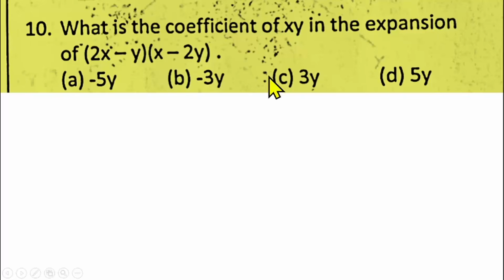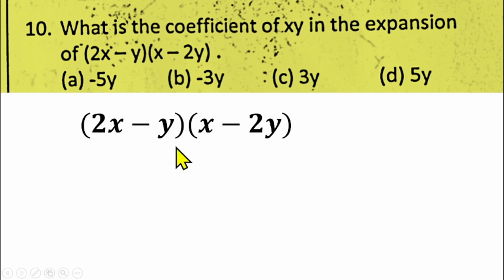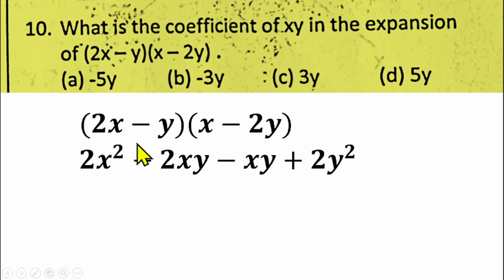Question number 10 is from algebra as well. We have to expand the bracket and get the coefficient of xy. So if you expand the bracket here, 2x will multiply x, that will give us 2x². Sorry, what did I do? 2x times x will give us 2x². Then I think there's a typo here. So please correct that, there's an error here.